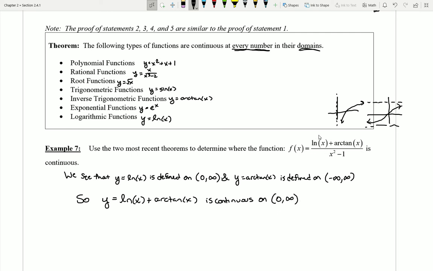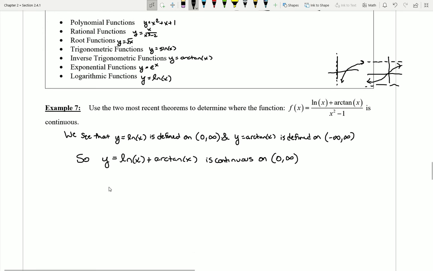So I found where the top of the fraction is continuous. Notice I said that if I'm using the first theorem here, if the first function is continuous on an interval and the second function is also continuous on that interval, then the sum of those is continuous on the same interval. Okay, well let's take a look then at the denominator of the fraction.